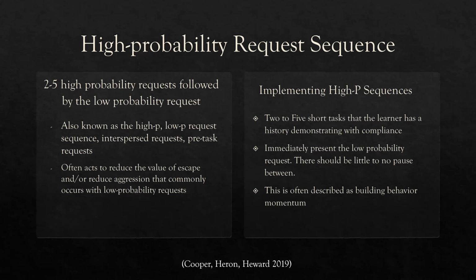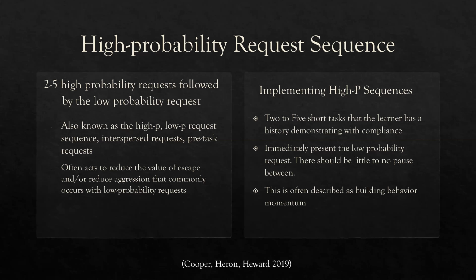So how do we implement it? Well, we take 2 to 5 short tasks the learner has a history demonstrating compliance with. And that's the key here, because a common question is, well, what high P behaviors or requests can I make? You just want to be sure they're simple, they're quick, and there's a history of compliance with that request. You don't want to give a high P request that has low compliance. Okay. You need a consistent request that they're going to engage in, right?